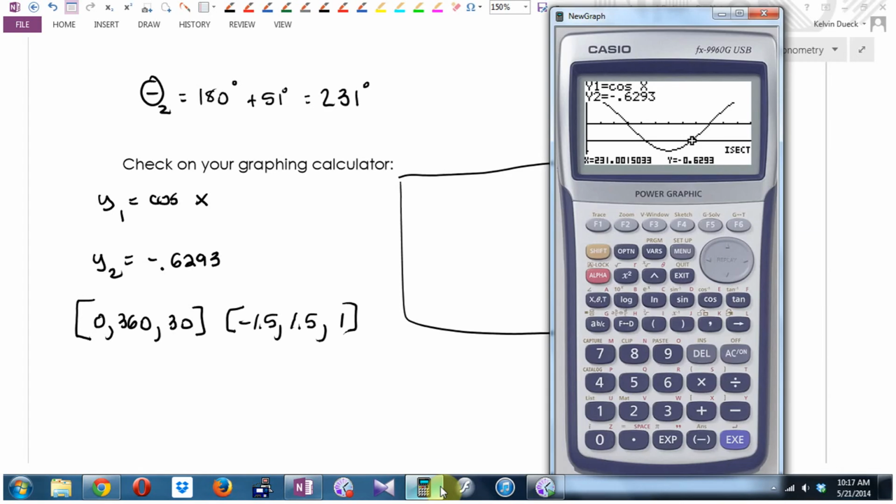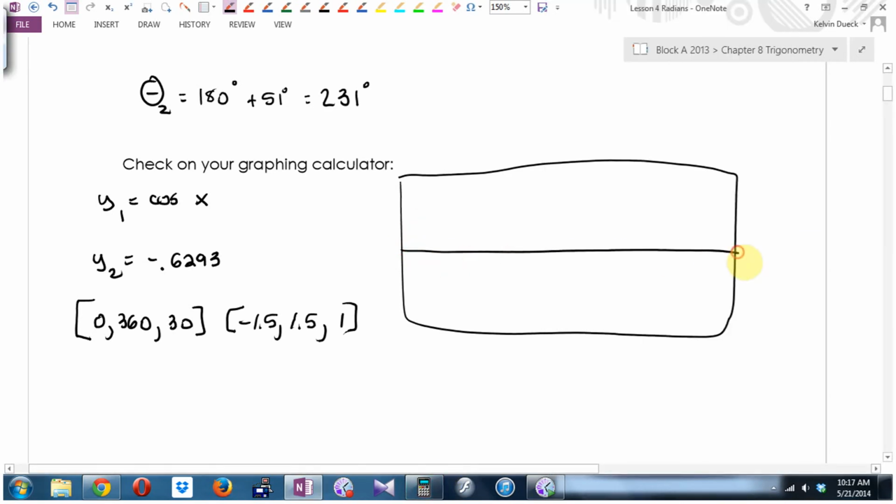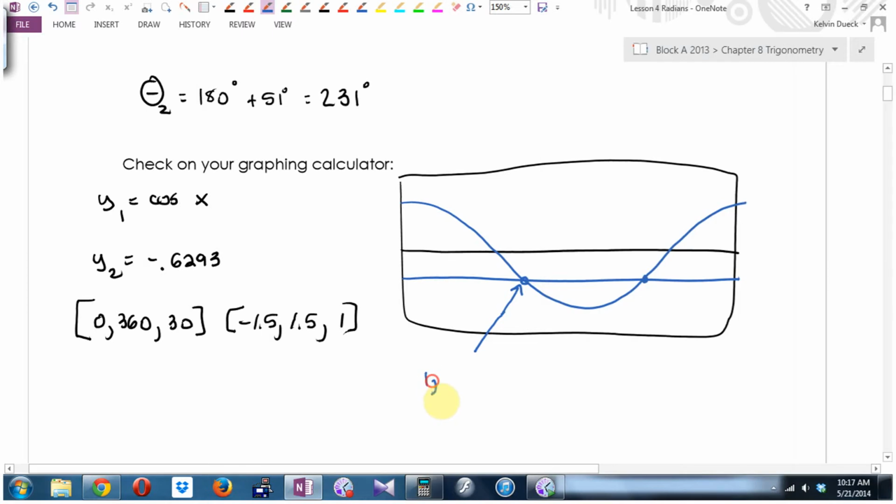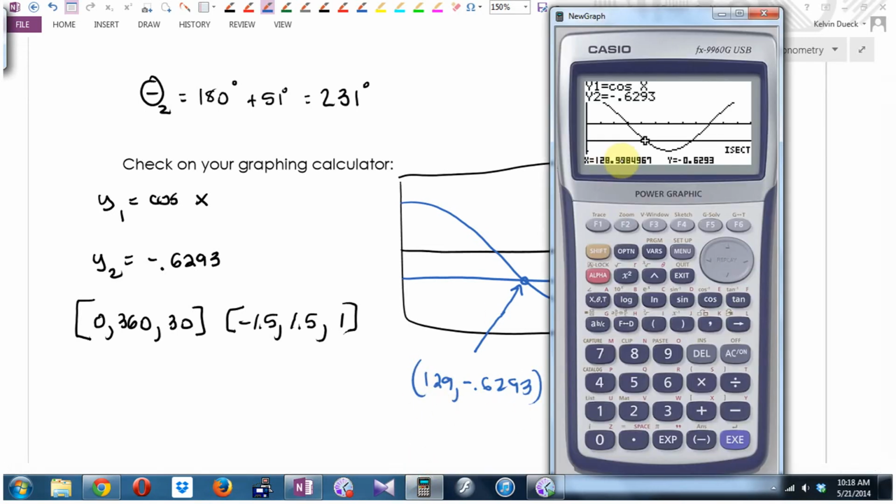Let's see. It looks like I have, so there's my x-axis. Looks like the cosine graph does this. And I cross right there and right there. And then either on my graph or somewhere below, I would want to show the marker of the points. So this point here was what? 129 comma negative 0.6293. I got that right from my graph screen. There's my x, there's my y.